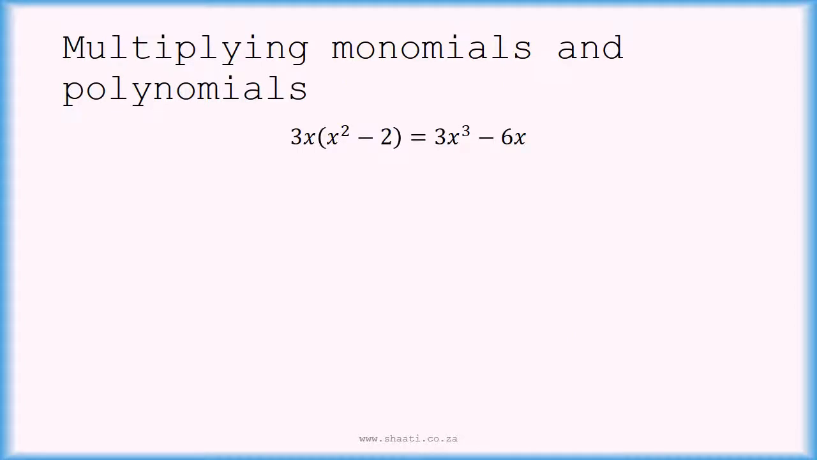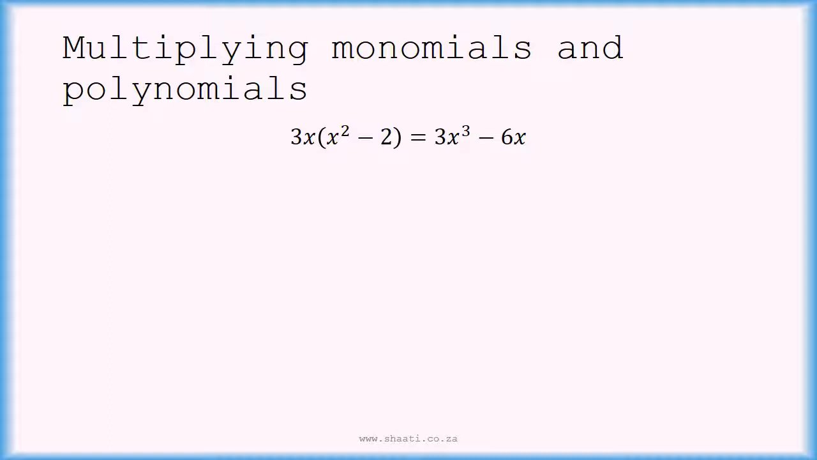Multiplying monomials and polynomials is very easy. We just have 2 steps instead of 1. We just did the monomials, where we multiplied one term by one term. Now we have 2 terms, so we have 2 steps. In our example, we've got 3x multiplied by, and then in brackets we have our polynomial. That's an expression with more than one term. So all we have to do is multiply our monomial by each one of those terms.